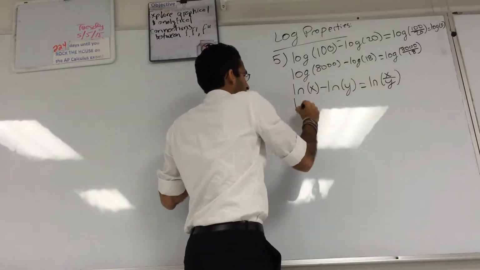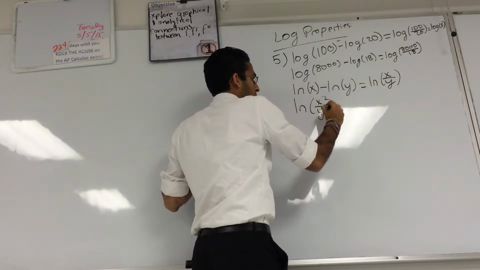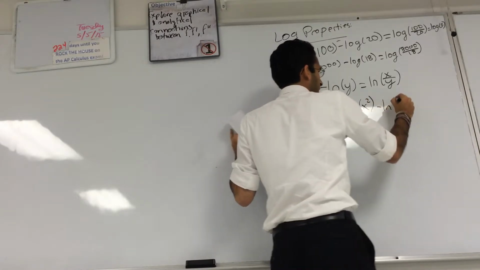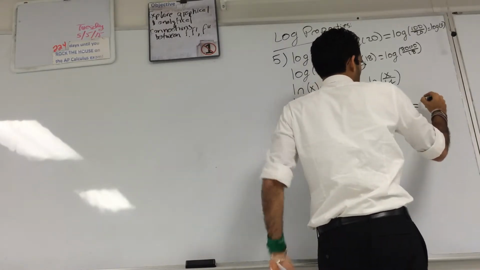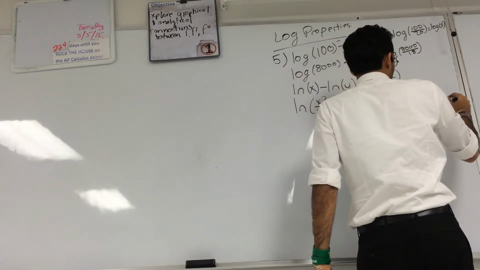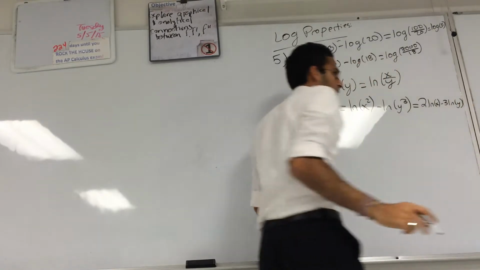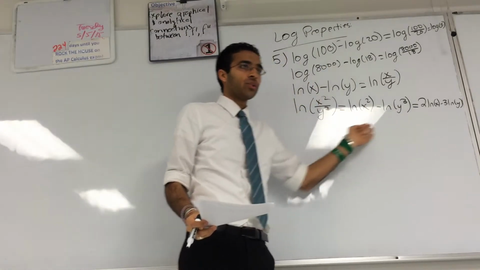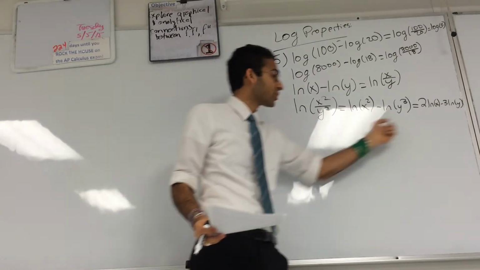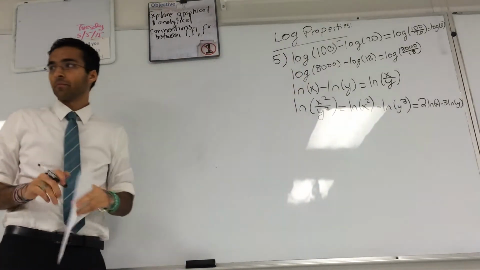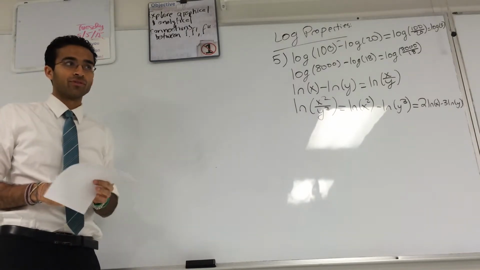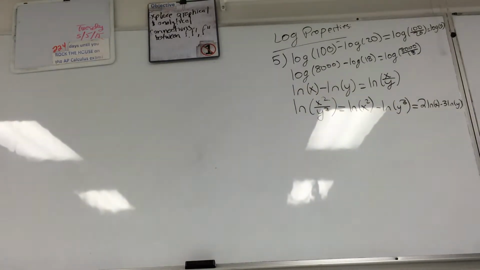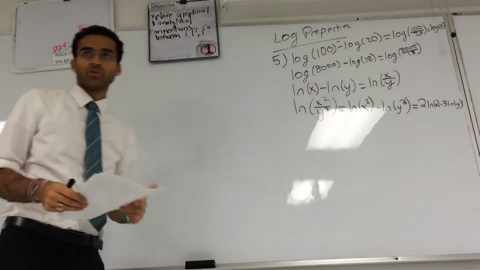So, of course, you can also go the other way. If I had natural log of x squared over y cubed, that would be equal to natural log of x squared minus natural log of y cubed, which could also be written as 2 natural log x minus 3 natural log y. You've got to be able to do all of this. If any of this logic doesn't make sense, you need to stop me. This is just applying multiple rules. Here we apply the subtraction rule. Here we apply the power rule.